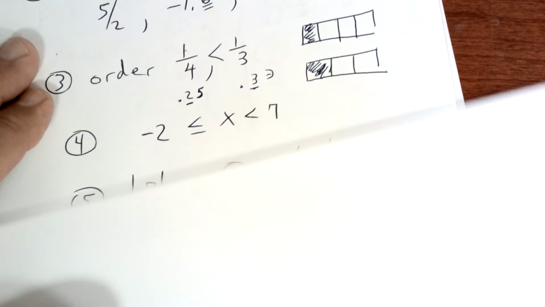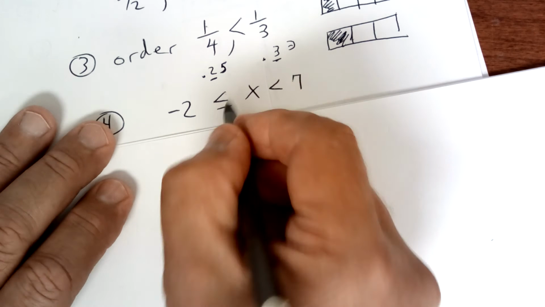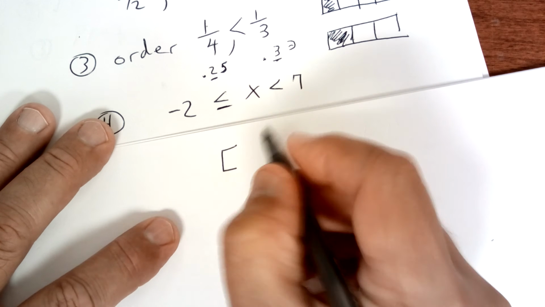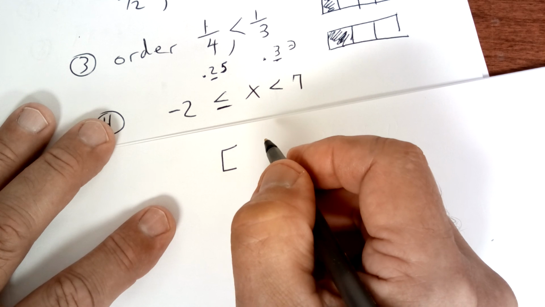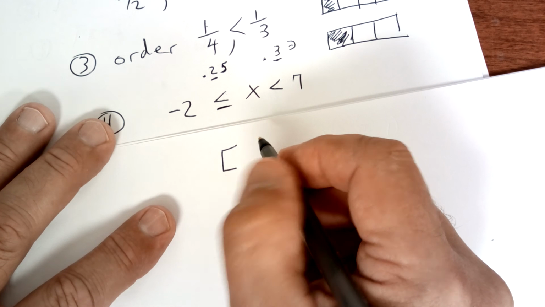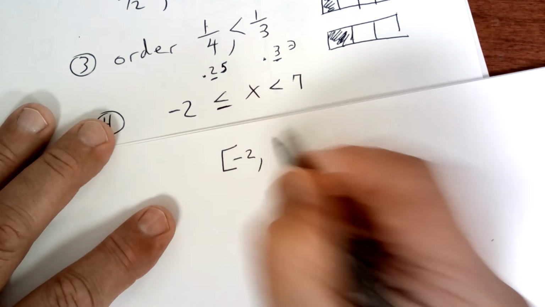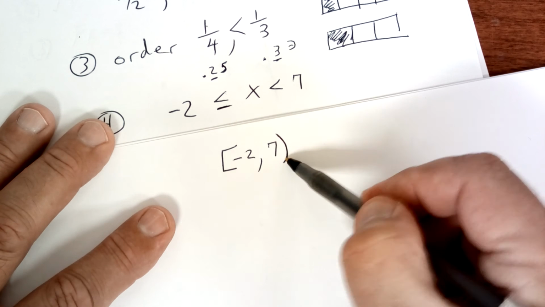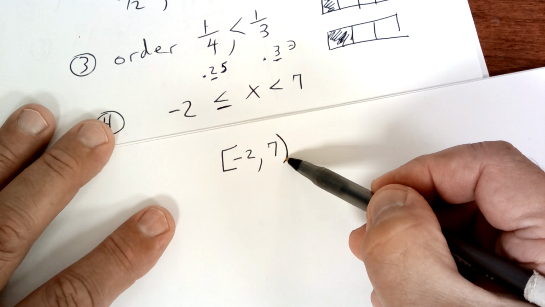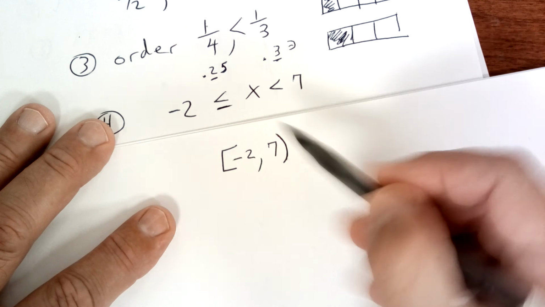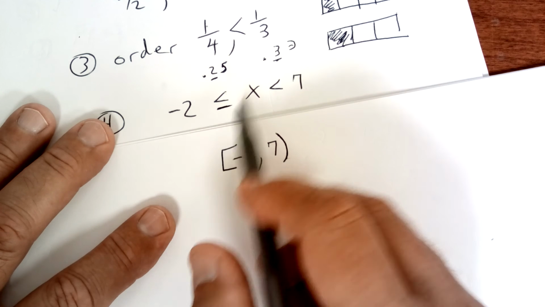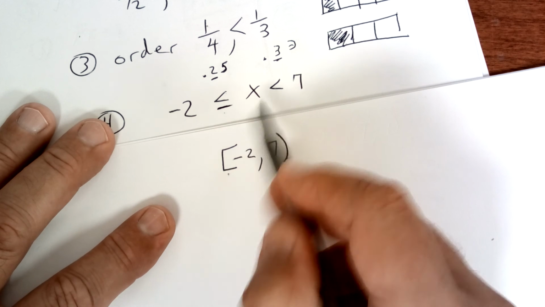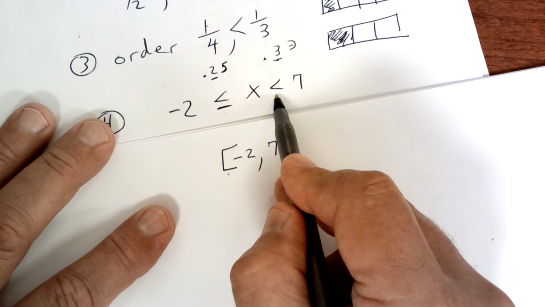Okay, this one right here, you see the little line under here? That means it's included. So you would put a bracket. A bracket means included. So it's going to be in between -2 and 7. And 7 is not equal to, so you use parentheses. Now you might have to do some reading on this. If you see the little equal sign like this one, then you use the bracket. If you don't see an equal sign like this one, you use parentheses.